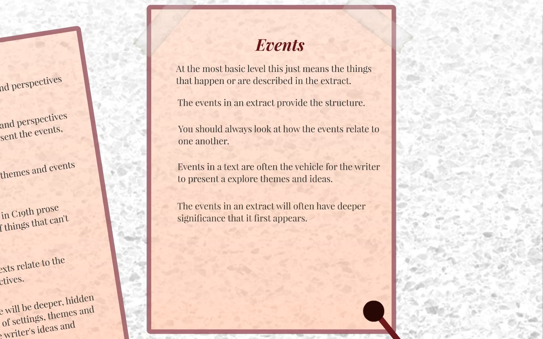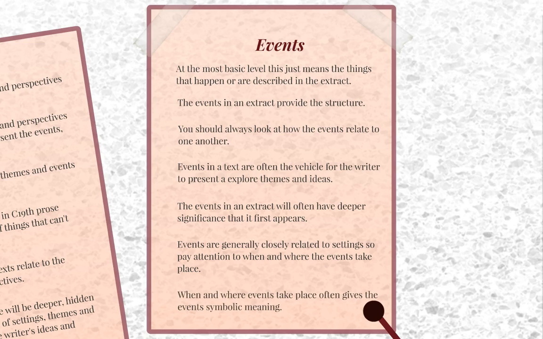The events, as we said, like the settings, will often have a deeper significance than it first appears. So characters will do certain things or certain things will happen, and those things will be symbolic. They will be symbolic acts as well as literal acts. The events are therefore generally very closely related to the settings, and it's the combination of the setting, so the location or the time of day or the time of the year, and what's actually happening that gives the events their deeper meaning. So when and where the events take place gives them that symbolism, and you need to pay attention to that. So you can see how these elements of CITE are starting to connect with each other.